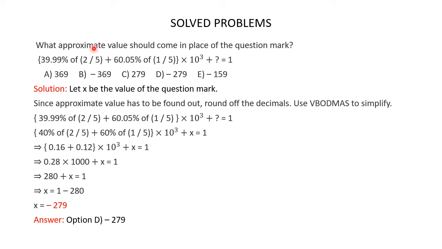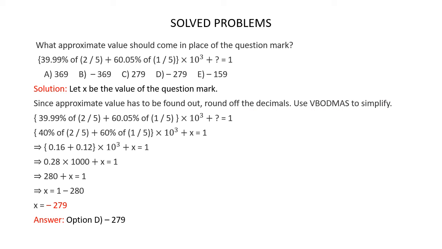What approximate value should come in place of the question mark? 39.99% of 2 by 5 plus 60.05% of 1 by 5 multiplied by 10 cubed plus question mark is equal to 1. Now here you are given 5 answer options and you have to find out which of the answer options is correct. So let x be the value of the question mark. Since approximate value has to be found out, round off the decimals first. Then use BODMAS to simplify.